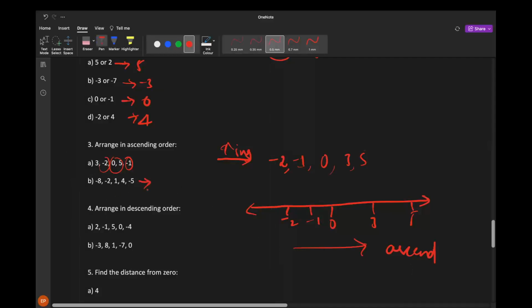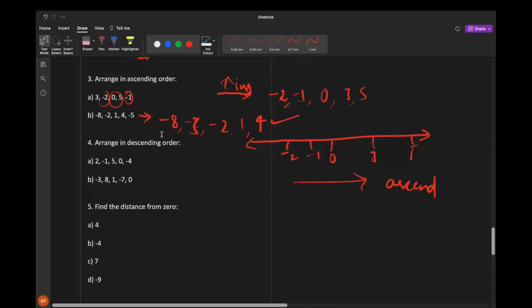Try this one. Minus 5, minus 2, 1, 4. Descending order means reverse, decreasing order. First comes the higher value, right? 5, 2, 0, minus 1, minus 4. Here 8 comes first. 1, 0, minus 3, minus 7.